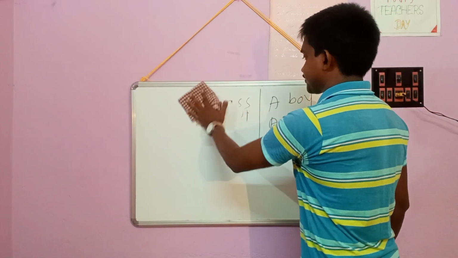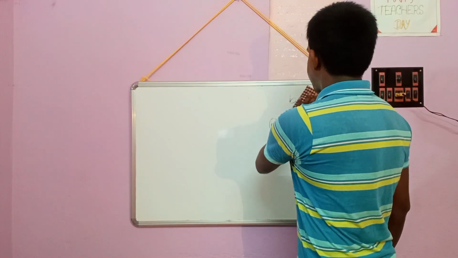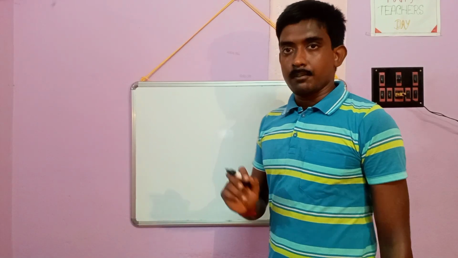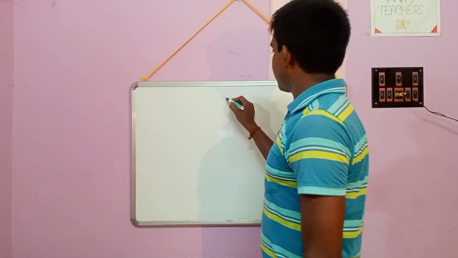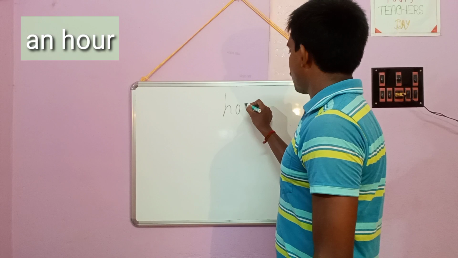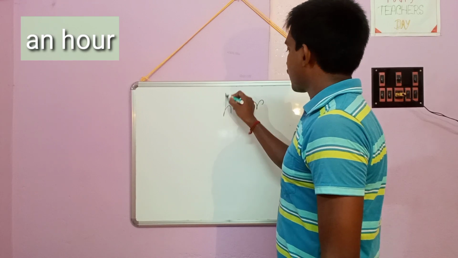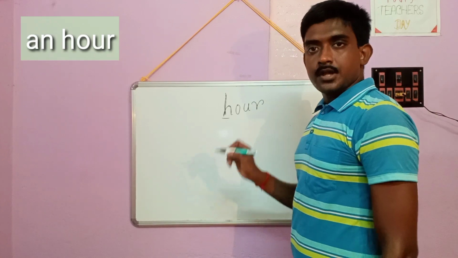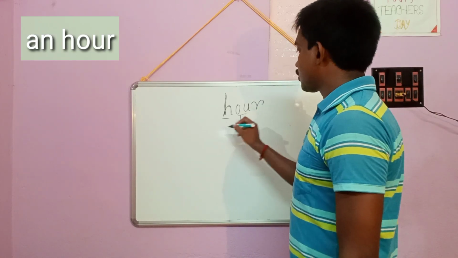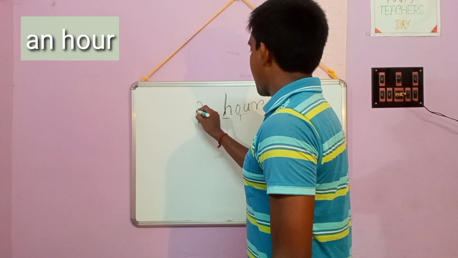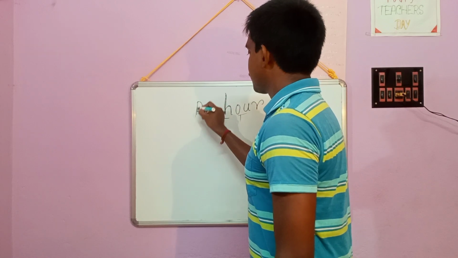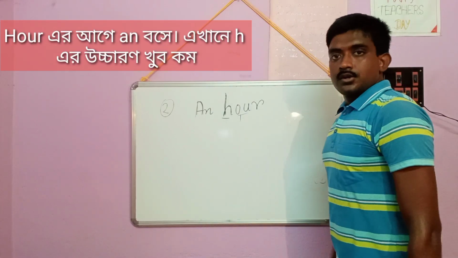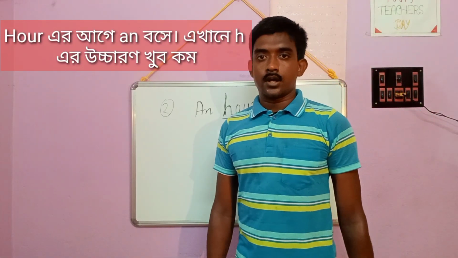Next, the second point. There are some words where at the beginning of the word there is a consonant but it sounds like a vowel. Like hour, H-O-U-R. Here H is not pronounced, hence it sounds like "our". So before the word, an is used.